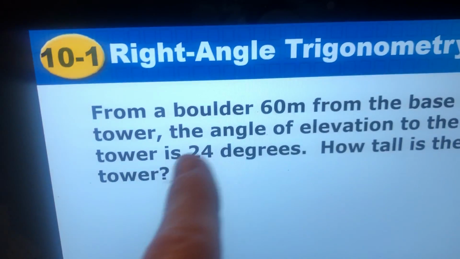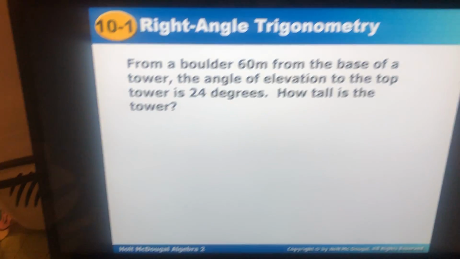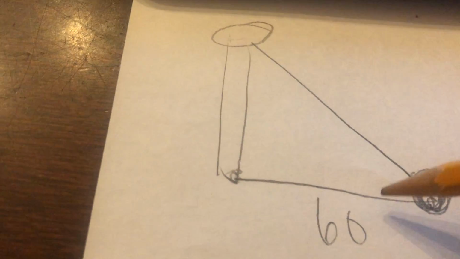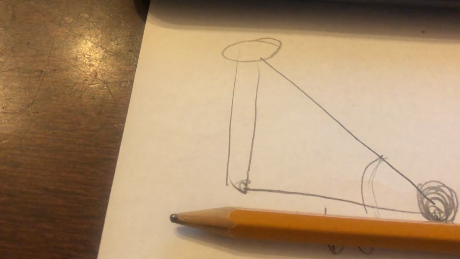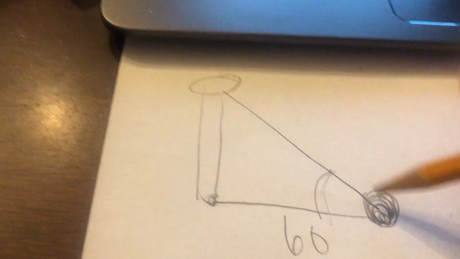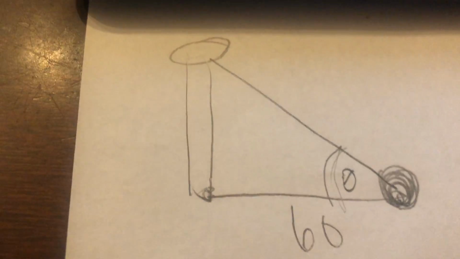And then what else does it say? The angle of elevation to the top of the tower is 24 degrees. How tall is the tower? So angle of elevation. So remember, you start from the bottom and you elevate upward. So the angle of elevation to the top of the tower, from here to the top of the tower, right? This angle right in here, the angle of elevation, okay, is this. So you can call that x or theta, whatever you want to call it, okay? How tall is the tower?